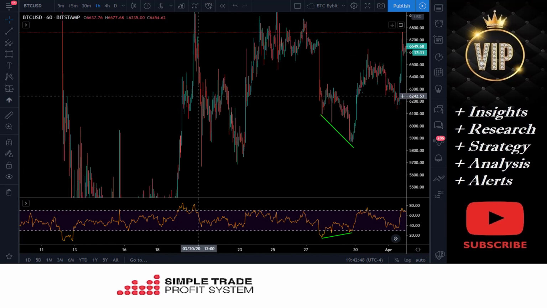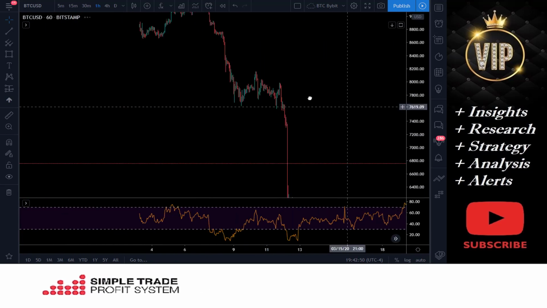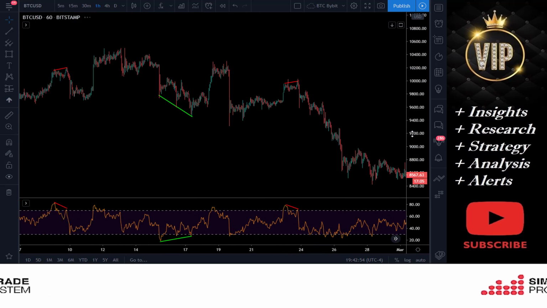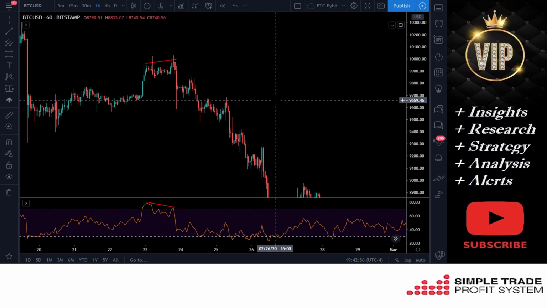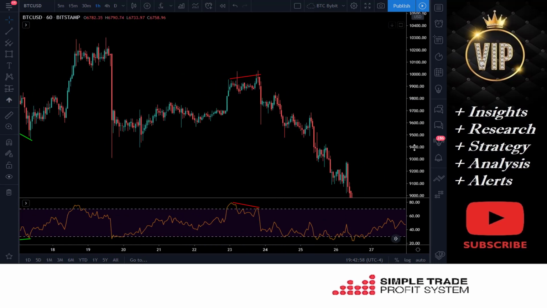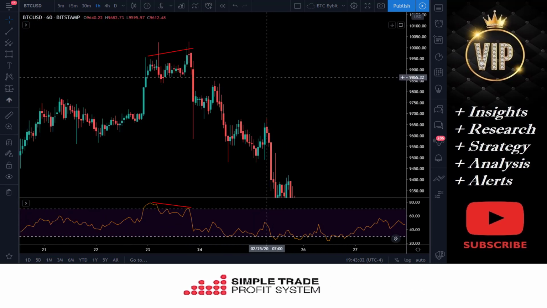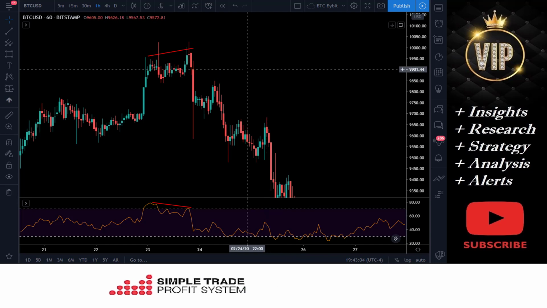So there's an example of bullish divergence, and I'm going to show you some more because I really want you guys to get this. This is really big. I use this a lot. It doesn't happen as often, but when it does, they're really profitable trades. So that one was almost 1,000 points, from 5,800 to 6,600.